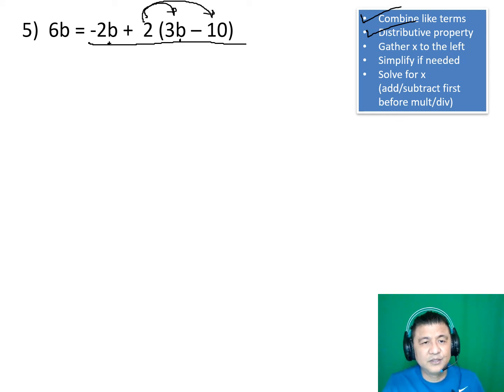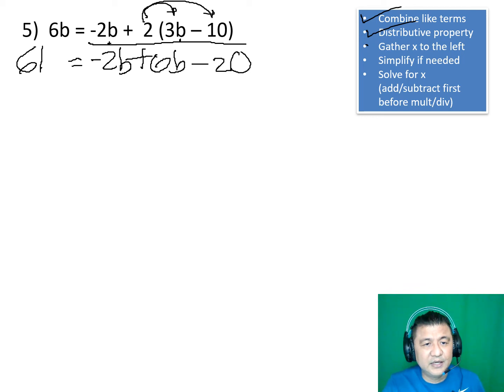So let's do the work now. That's going to be what? 2 times 3 is 6b. 2 times negative 10 is negative 20. Okay, remember distributive property first. Bring down what you did not use. That's very important. Don't make a shortcut. Bring down what you did not use. Gather all the x's to the left. But before we gather them, check this out. Let's clean the house first.